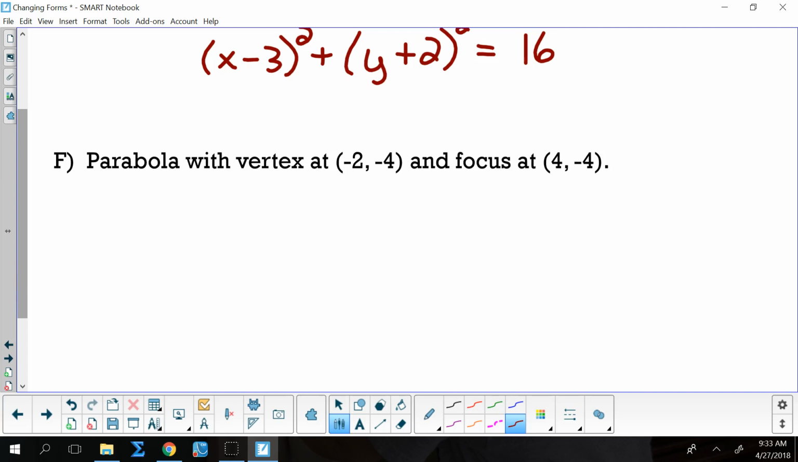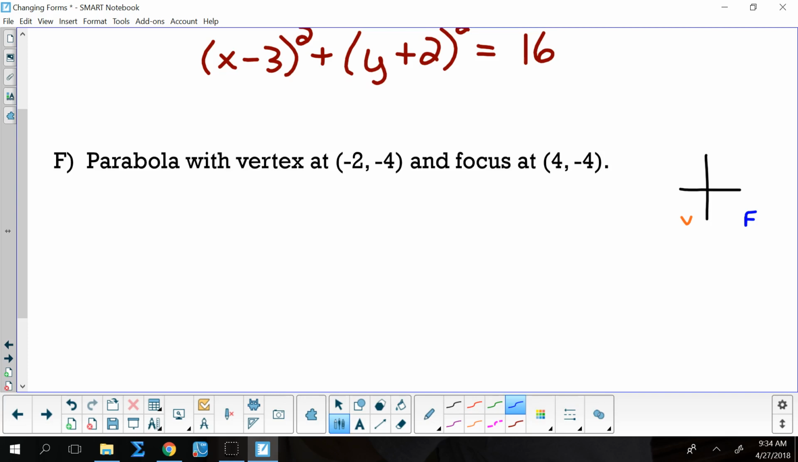There are two formulas for a parabola, depending upon which way it opens. So before we even start, we should figure out which way this opens. If I have a vertex at -2, -4, that means my vertex would be down there, and a focus at 4, -4. It looks like that, correct? Which way does it open? It opens to the right.